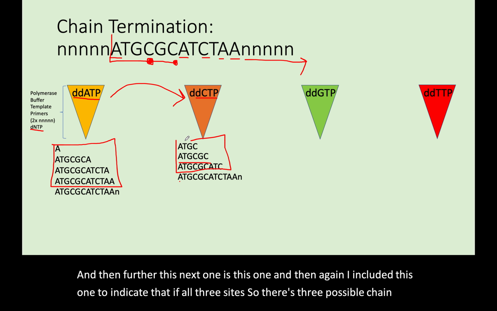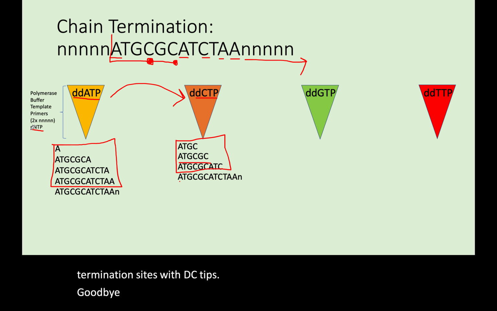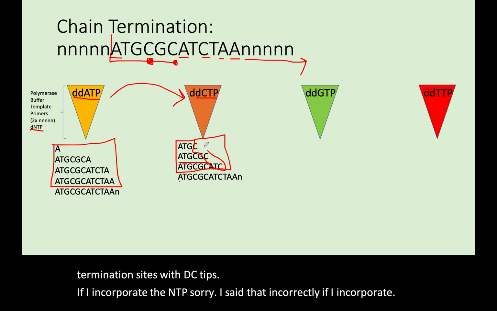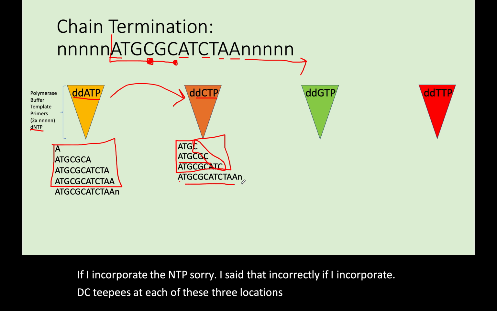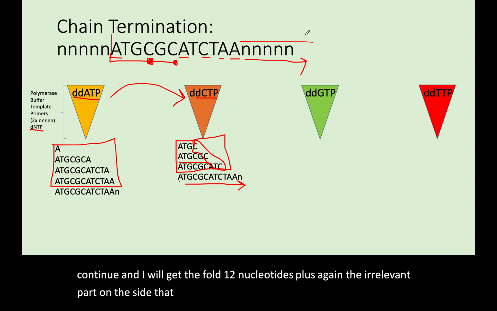If I incorporate dNTPs, sorry, I said that incorrectly. If I incorporate dCTPs at each of these 3 locations, then strand synthesis will continue and I will get the full 12 nucleotides, plus, again, the irrelevant part on this side that I don't care about for right now.